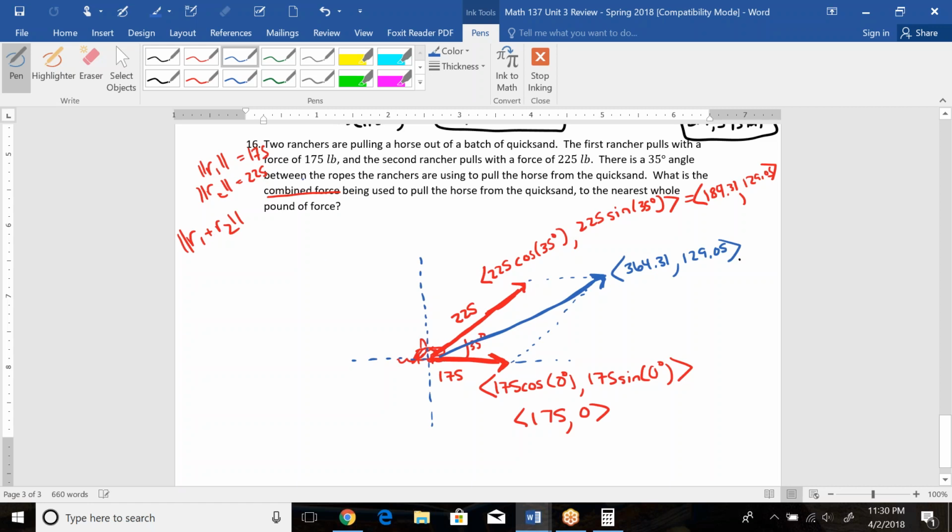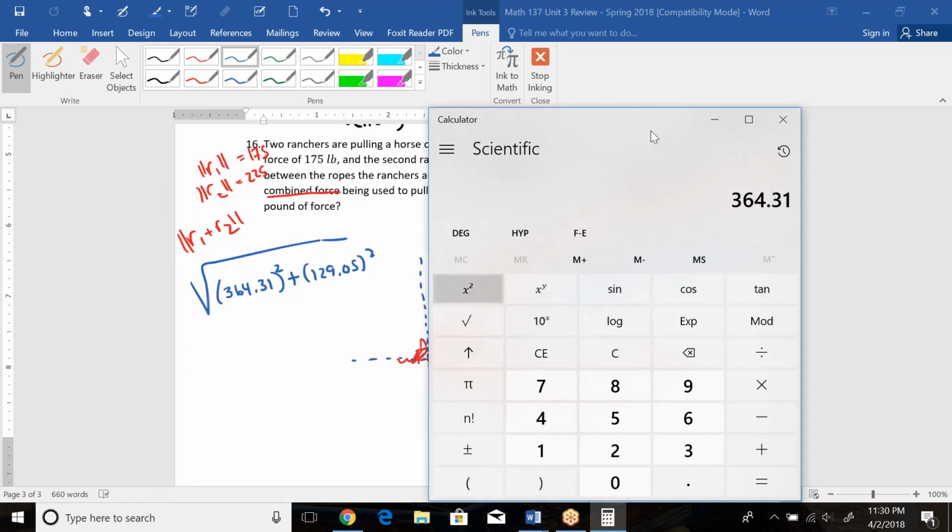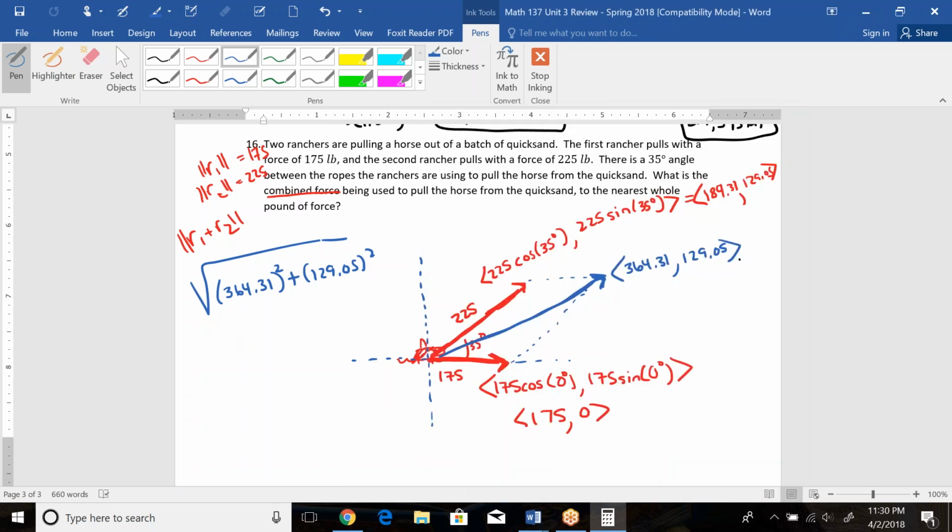We wanted its magnitude since we wanted the combined force. So remember, to do magnitude, you take the square root of the two components squared and added together, like the Pythagorean theorem. So 364.31 squared plus 129.05 squared, and it's under a big square root. Let's square this guy, plus 129.05 squared. Hit enter, and then we're going to take a square root of that. So it's 386 if we round to the nearest whole. So 386 pounds. And that is the end of this video.